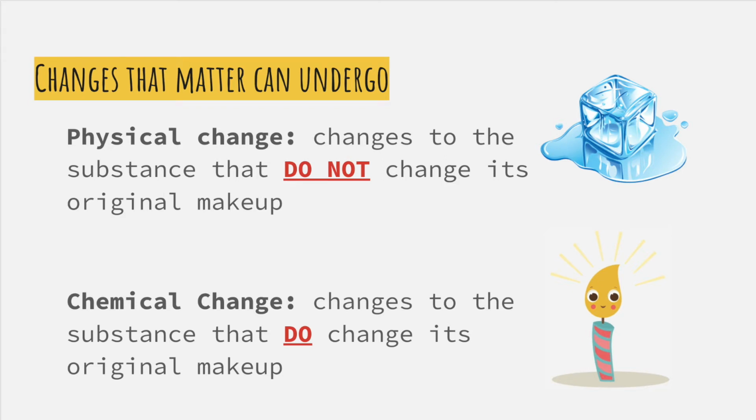Matter can undergo physical and chemical changes. Physical changes are changes to the substance that do not change its original makeup. For example, water is still H2O, 2 atoms of hydrogen and 1 atom of oxygen, regardless of whether it is in the solid, liquid, or gaseous state. Chemical changes are changes to the substance that do change its original makeup. Therefore, the properties of the product are going to be different than the properties of the initial reactants.